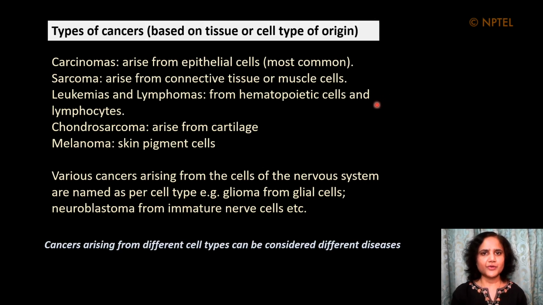Likewise, a chondrosarcoma arises from cartilage. A melanoma arises from skin pigment cells. Various cancers arising from the cells of the nervous system are named as per the cell type that they arose from. For example, a glioma from a glial cell, neuroblastoma from immature nerve cells, etc. The cancers which arise from these different specialized cell types can actually be considered as different diseases altogether.